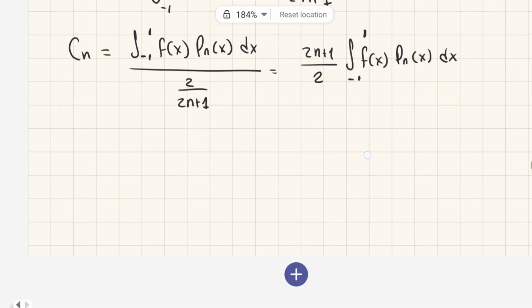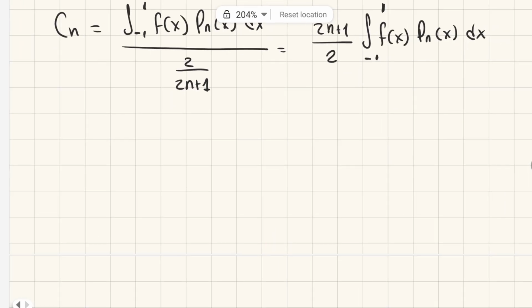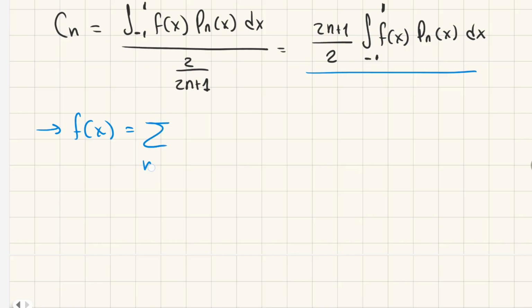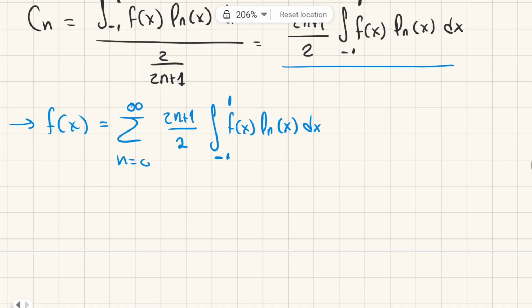Okay, so if we want to construct the complete definition of f of x in terms of Legendre polynomials, we need to substitute this value for the c sub n constants. So that is going to give us f of x equals the sum from n equals 0 up to infinity, and then c sub n, but that is going to be 2n plus 1 divided by 2, and then the integral from -1 to 1 of f of x p sub n of x dx. And recall that this whole thing multiplies the n-order Legendre polynomial.